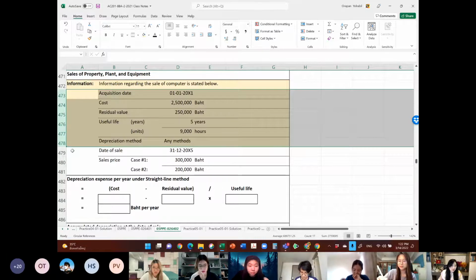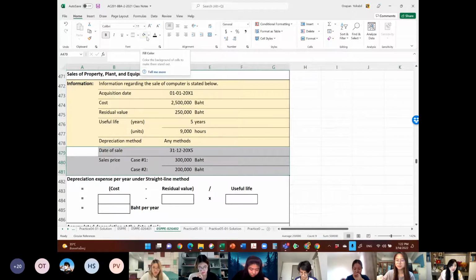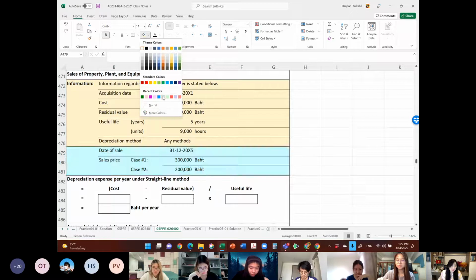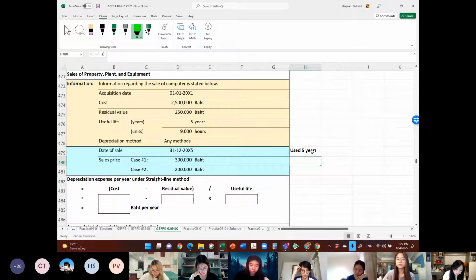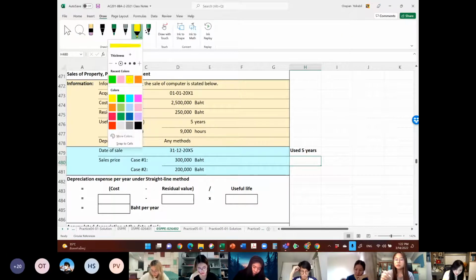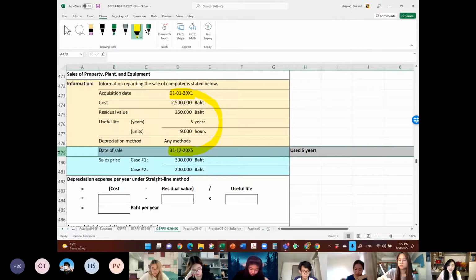Now, after the company has been using the asset for 5 full years already, how do you know that is 5 years? You look at the date of acquisition and compare that with the date of sale. Over here, if you look at the dates, then you know that the company has been using the asset for 5 years already.